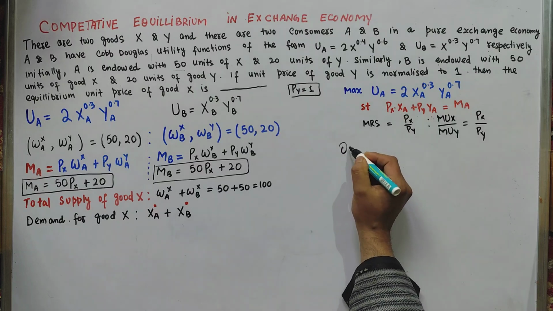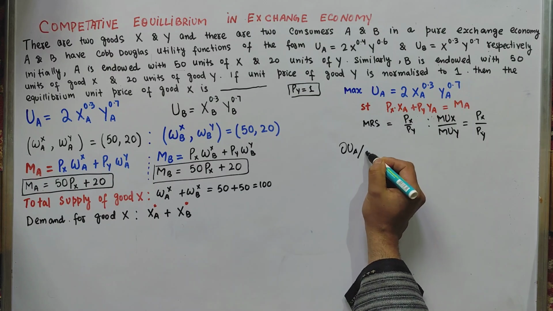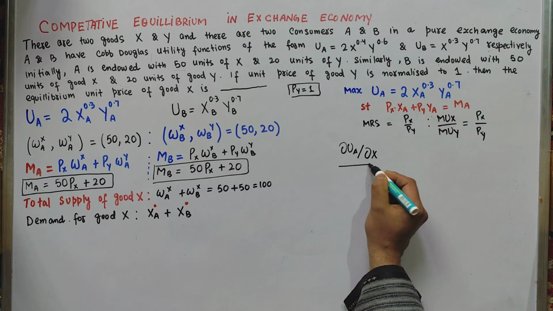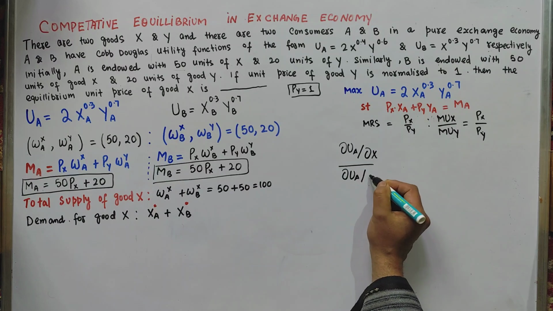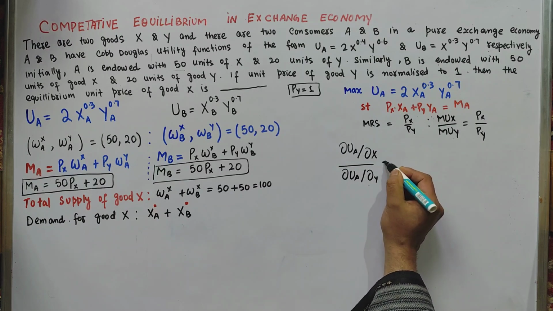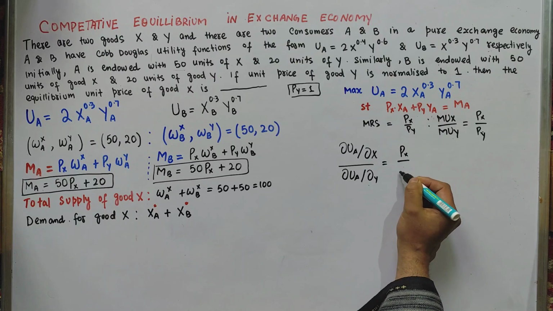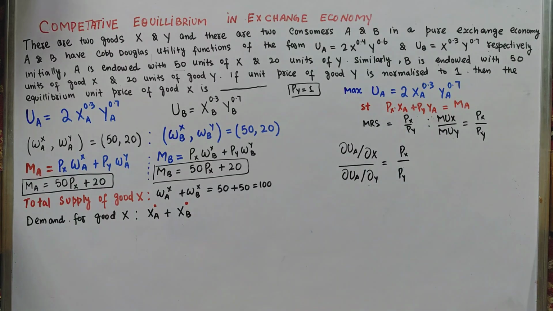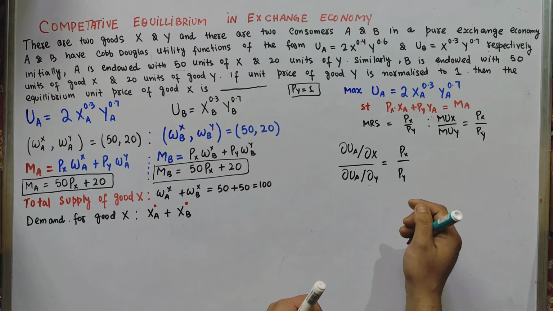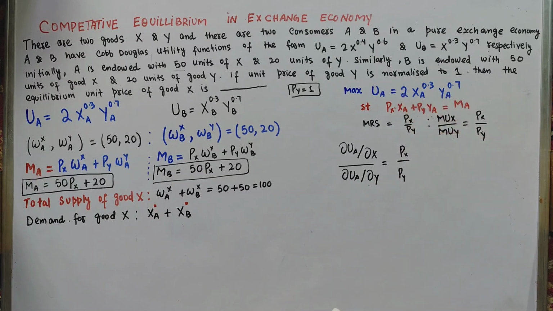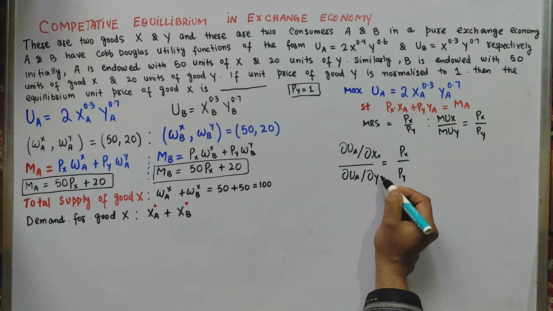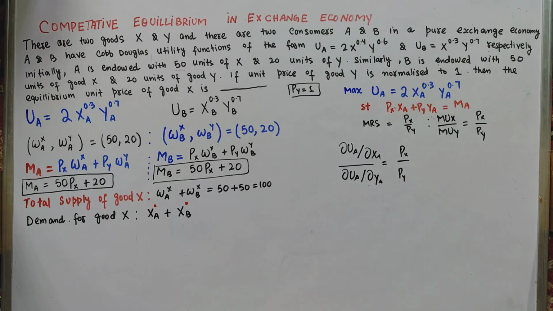MUX means the partial derivative of the utility function with respect to good x, and similarly the marginal utility of good y means the partial derivative of the utility function with respect to good y, and it should be equal to price of x upon price of y. Now the derivative of this function with respect to x, what will be it? Let's write it here properly. So the derivative of this function with respect to XA, and let's write the subscript also here.